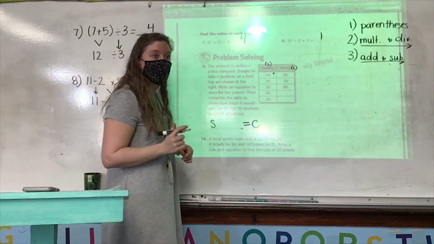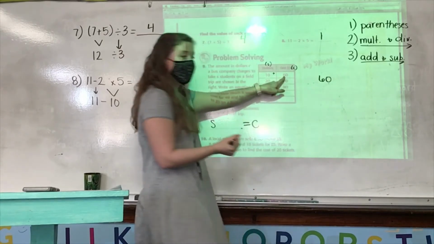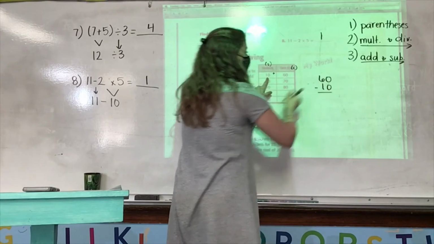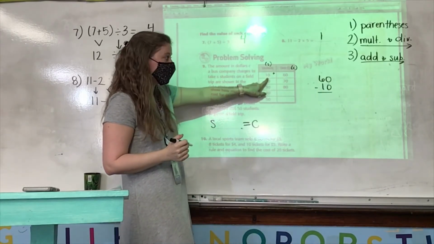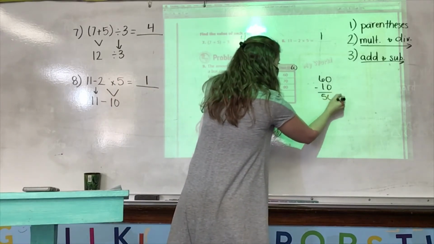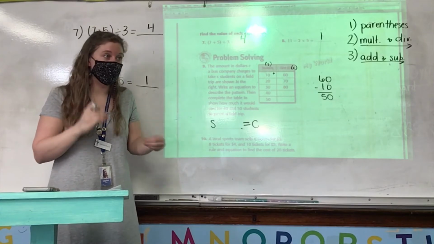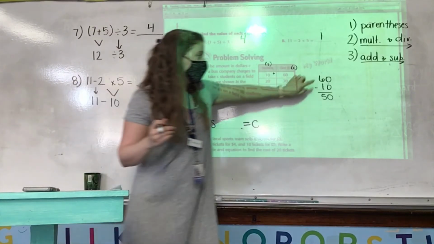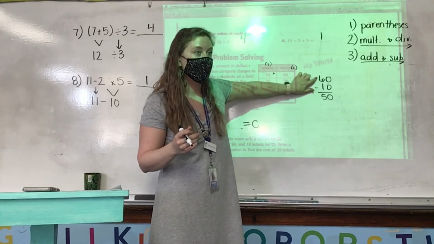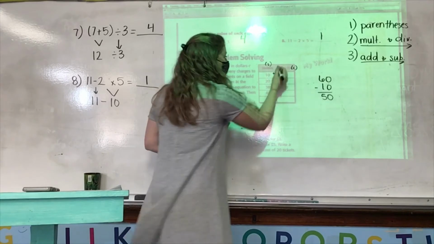Here's a way to solve that. If you know you have to add, take the output, subtract the input. 60 minus 10 is 50. Because we know addition and subtraction fact families work the same as multiplication and division, right? 60 minus 10 equals 50. 50 plus 10 equals 60. That's just how it works. They're opposite of each other.